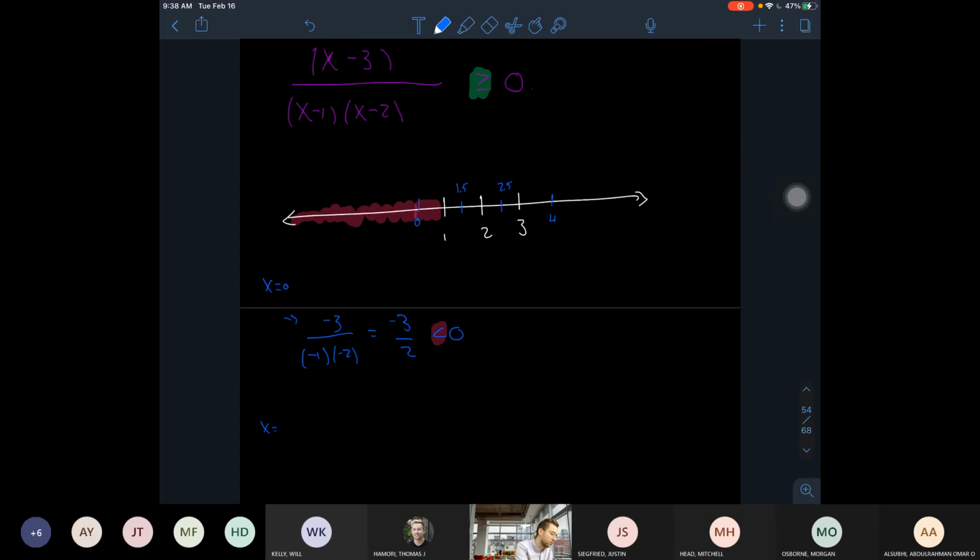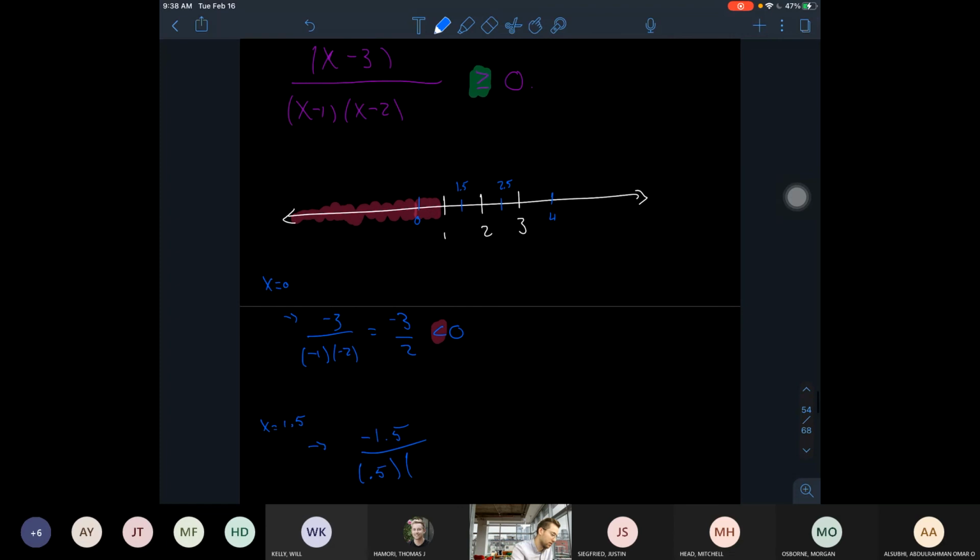Now we try x equals 1.5. On the top, we're going to get 1.5 minus 3. We get negative 1.5 divided by 0.5 times negative 0.5, which is going to be a negative number divided by a negative number, which is going to be a positive number.